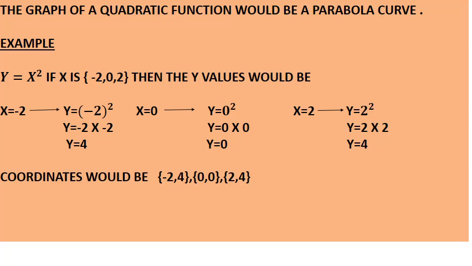If x is 0, that will give us y = 0 squared, and that will also give us y = 0. If x is 2, y will be equal to 2 squared, which will give us 2 times 2. That will give us y = 4. Then our coordinates would be (-2, 4), (0, 0), (2, 4).